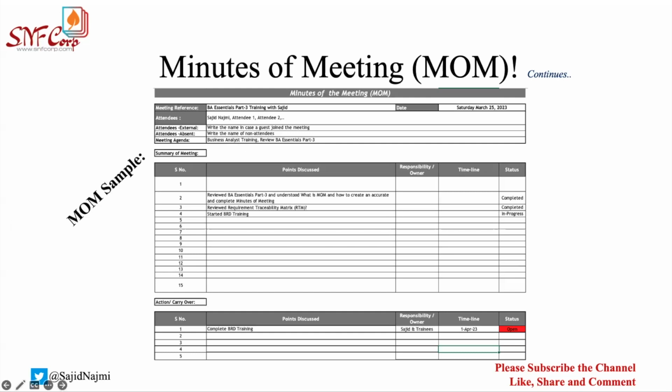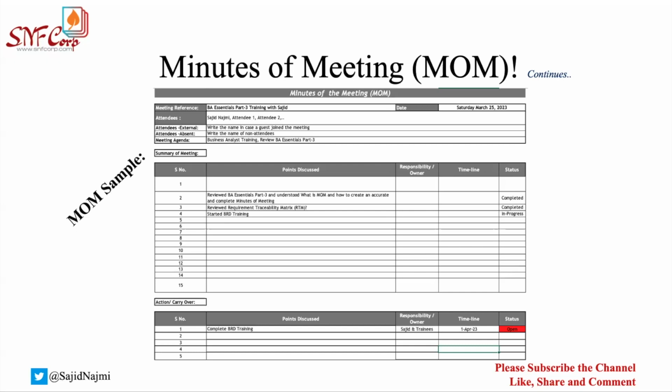Okay, so now the next section of this MOM is action or carryover. I did not want to create 2 different pages, so I have combined this action and carryover at one place to take a screenshot. You can have these 2 sections separately, one section for any action item and one for a carryover item. Now, what is the difference between these 2? Action is action. So what is the action for us here? We have to complete the BRD training. And what are we targeting? I've written April 1st, which is next weekend. We have to complete this BRD training by next weekend.